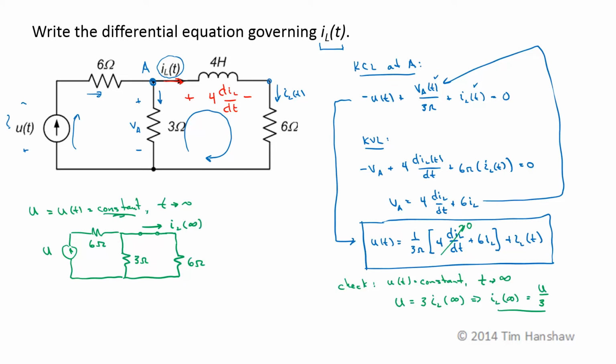This is 6 ohms. And this here is going to be I sub L as t goes to infinity for a constant input. So now this just looks like a current divider. So I sub L at infinity is the total current, U, times the other resistance, 3 ohms, over 3 ohms plus 6 ohms. That's 1/3 of U. And those look like they check against one another. So now we can be pretty happy with this differential equation before we go to all the work of actually solving it, if we're ever given an actual function for U of t.